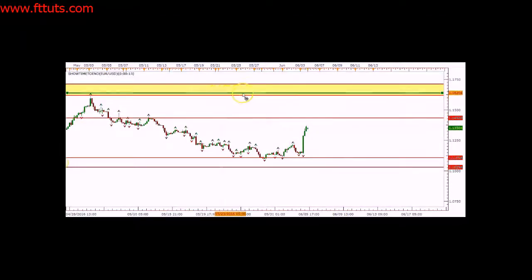Now with a 100 pip zone, you want price to get as far up as possible because you want to eliminate some of that 100 pip zone, but we don't want to get zones too much bigger than that.